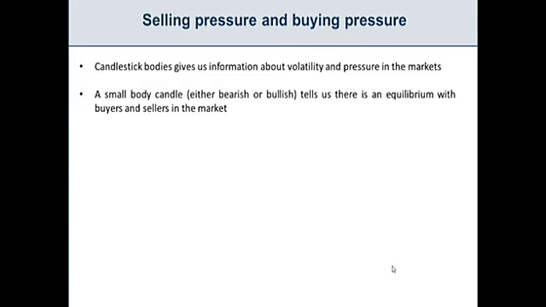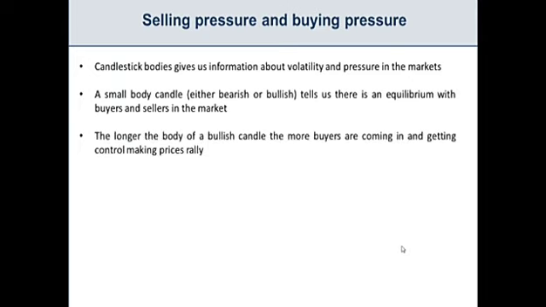In any case, if the body of the candle is very small and the wicks are long, it shows indecision in the market or equilibrium. Now, the longer the body of a bullish candle, the more buyers are coming in and getting control, making price rally. Okay? When you see that a candlestick is getting longer and longer on the bullish side, it means that more buyers are getting into the market, making price rally, so that we have more volatility and momentum.